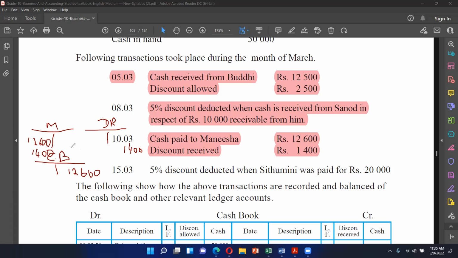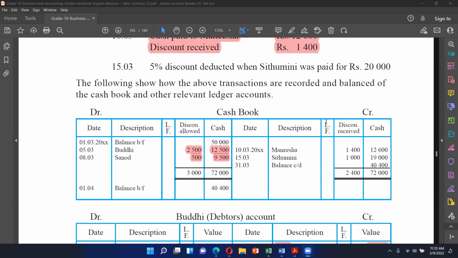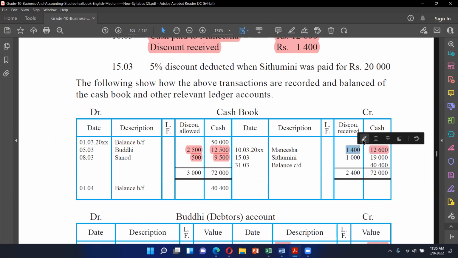So if you get a question like this, first you think about how much you pay. You pay 12,600. Put that in the credit side of the cash book. How much is the discount received? Put that in the discount received column. And then you pass the entries, 2 separate debit entries to Manisha's account, 12,600 and 1,400. Okay, sir. Yes, sir. So we'll have a look. Manisha: cash 12,600 and discount received 1,400.